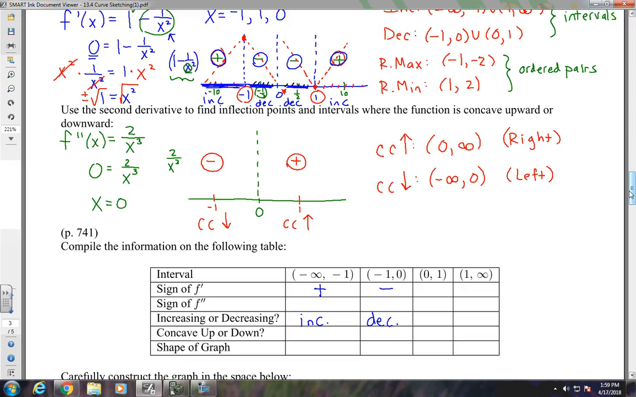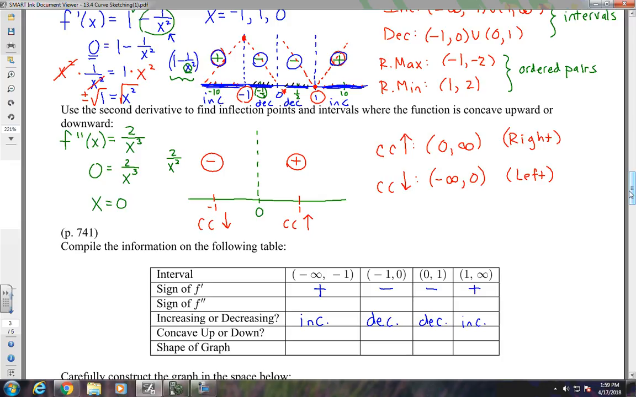From 0 to 1, again, the sign was negative. Our function is decreasing. And from 1 to infinity, the sign was positive, so the function is increasing. Okay? Now, let's look at our second sign graph, where we were examining f double prime, the second derivative.